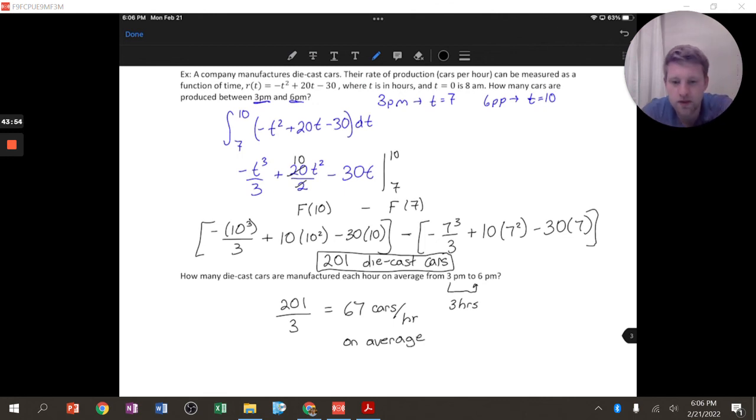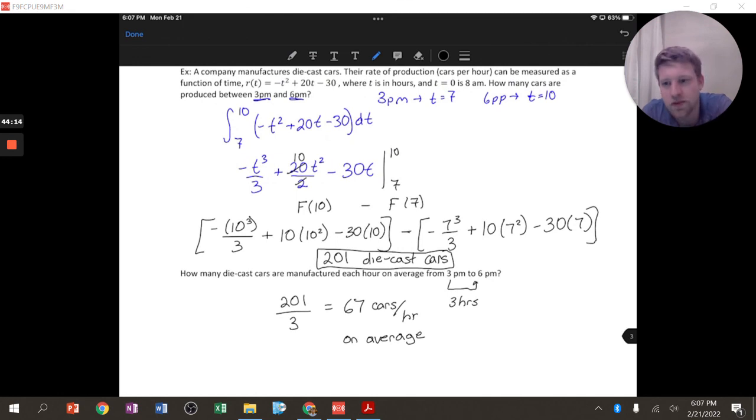So this is an average rate of cars over this interval. It would not be an instantaneous rate of change anymore, but this is just going to be 67 cars per hour that are going to be produced on average from 3 p.m. to 6 p.m.